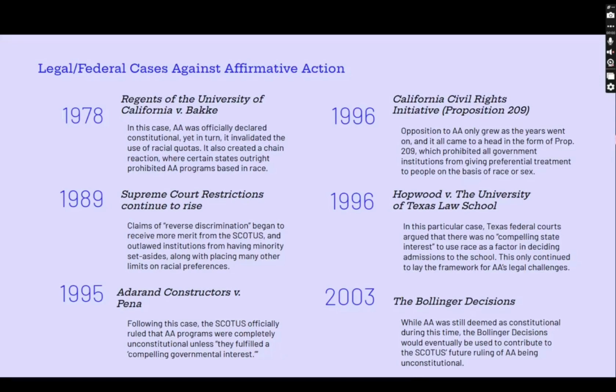The next major case against affirmative action took place in 1995 in the form of Adarand Constructors versus Pena, as the Supreme Court ultimately ruled that affirmative action programs were unconstitutional if they did not fulfill a "compelling governmental interest." In 1996, California took immense strides against affirmative action with the creation of the California Civil Rights Initiative, or Proposition 209. The proposition was made to prohibit all governmental institutions from giving any sort of preferential treatment to individuals on the basis of race or sex.